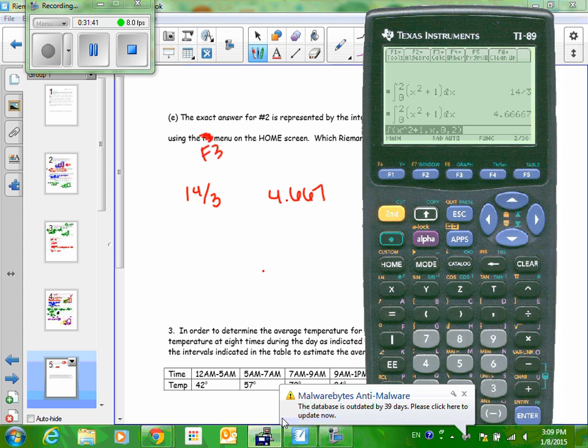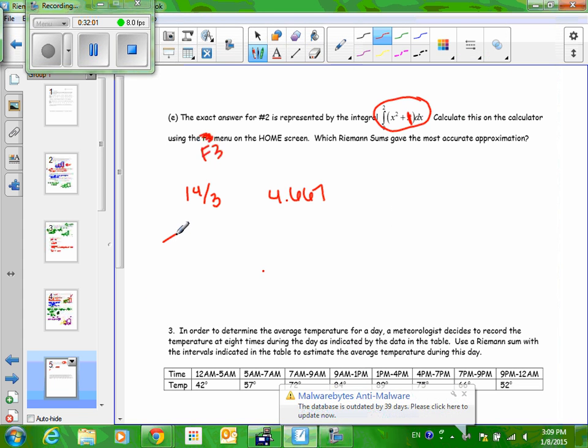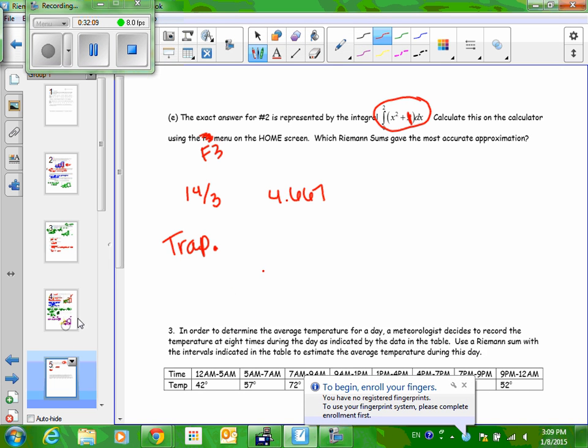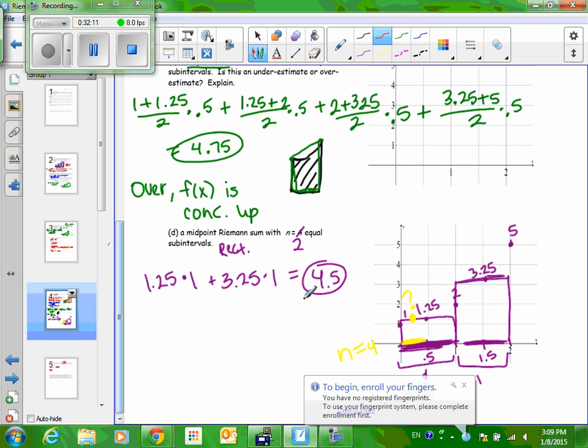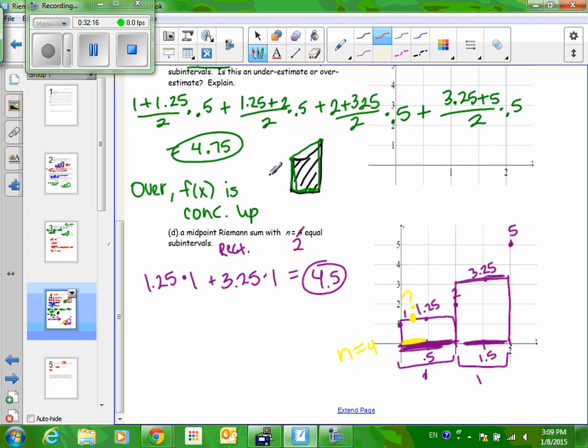So my question is, which one was a better answer, the trapezoid or the midpoint? Which one is closer to this 4.667? If you need to, you can subtract them in your calculator, like 4.75 minus this number, minus 4.5. It's not exactly in the middle. Trapezoid is a little bit better. Now, if I had kept that previous problem at n equals 4, that answer would have actually been more accurate than even the trapezoid.